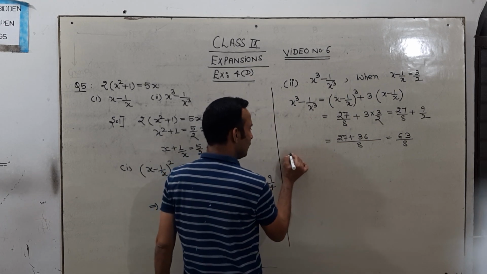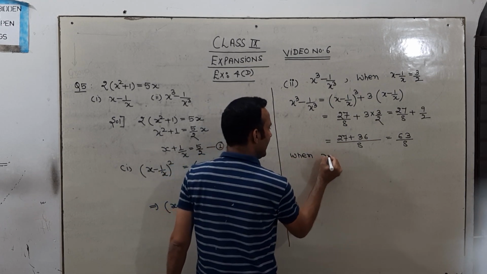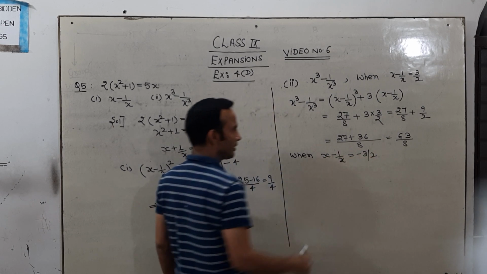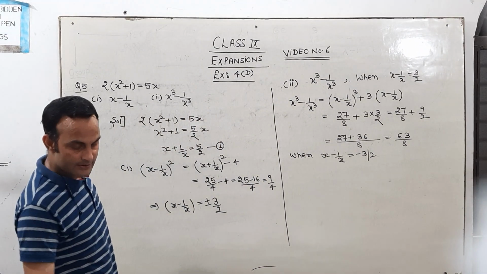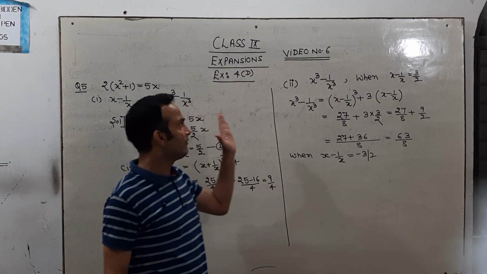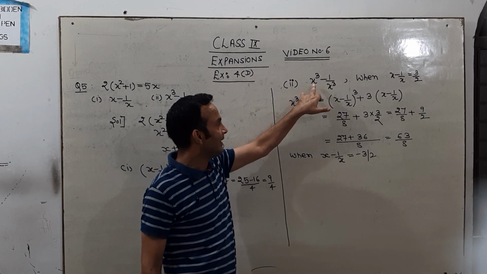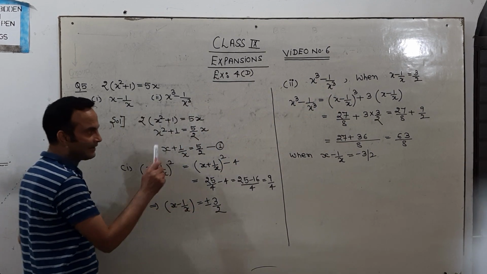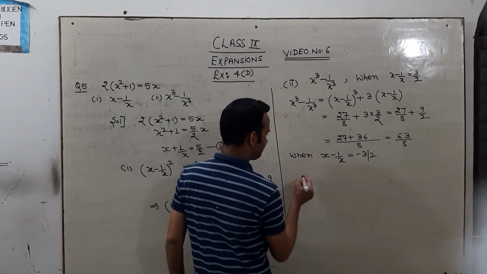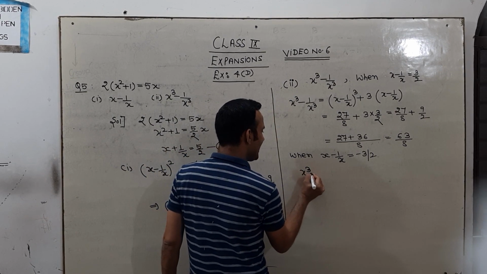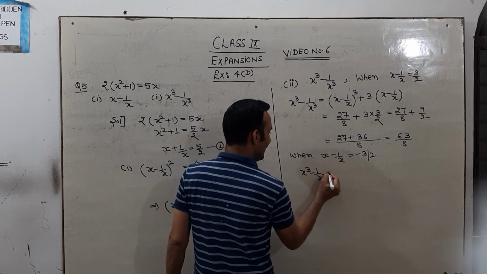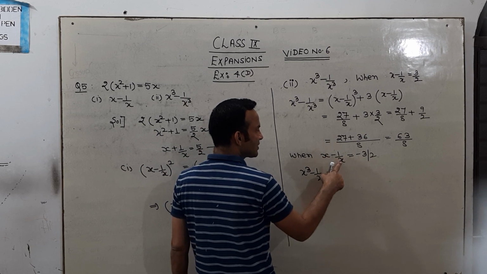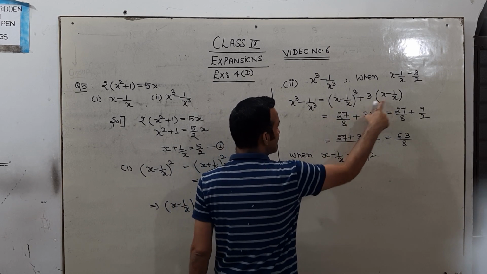Now the second case, when x minus 1 upon x is equal to negative 3 upon 2. My dear students, I want to say once again that we have to find out the value of x cube minus 1 upon x cube for both plus 3 upon 2 and negative 3 upon 2. See here, x cube minus 1 upon x cube when the value of x minus 1 upon x is now minus 3 upon 2. Now substitute x minus 1 upon x is equal to negative 3 upon 2 in this part.